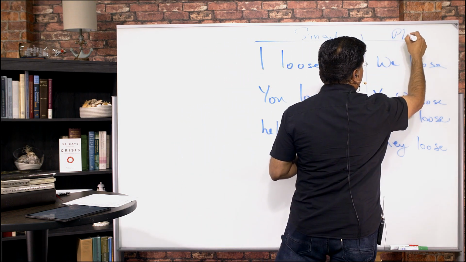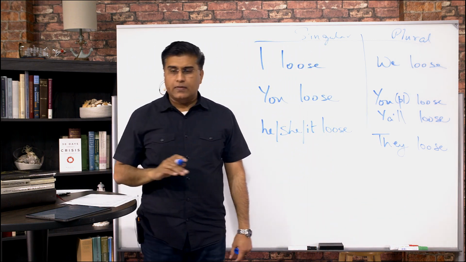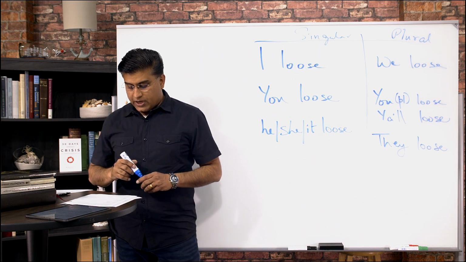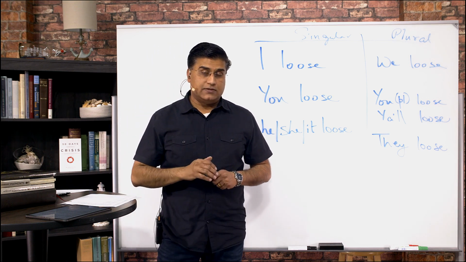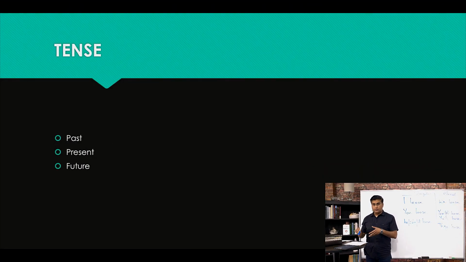This is plural. Okay, covered that already. But then there's also change because of tense. Tense: past, present, future. Same thing in Greek. I will lose would become future. I loosed would be past. I lose would be present. Same thing with the rest of them. And again, that's an inflection in Greek.